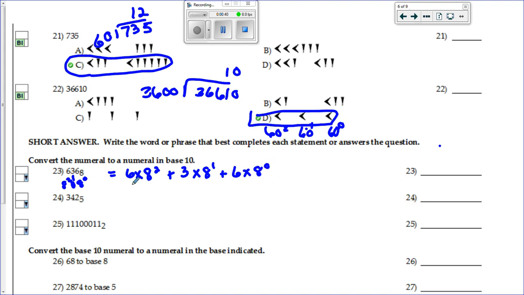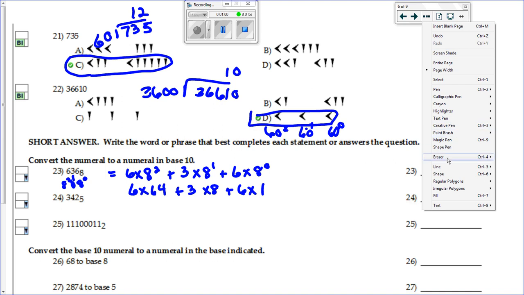So 8 squared is 64. This would be 6 times 64 plus 3 times 8 plus 6 times 1. Anything to the 0 power is 1, and when you add them all up, you should get 414. Okay, let me just erase that so I can do the next one.